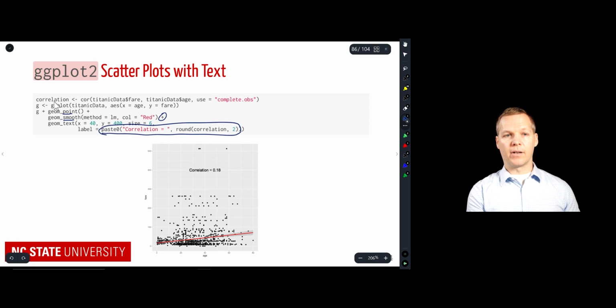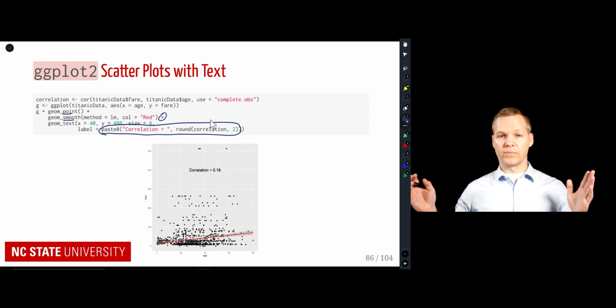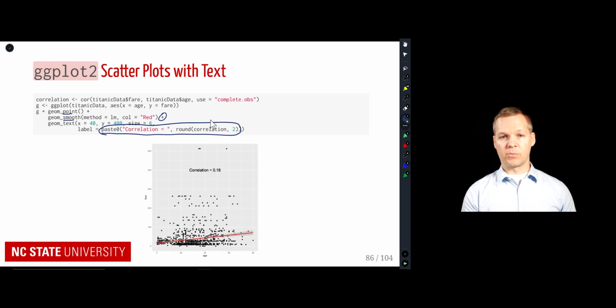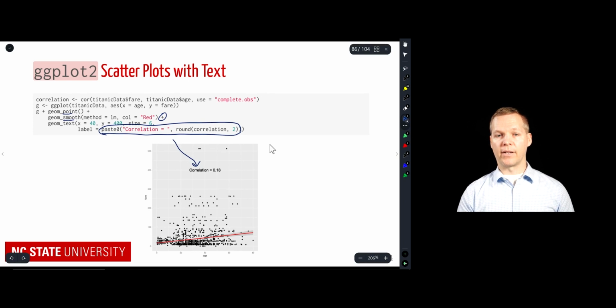You can see that I've calculated the correlation using that core function and the complete.obs option or argument here that we talked about previously. And so now that's saved in an object called correlation. That's going to have lots of decimal points, or lots of values after the decimal point. So instead, let's go ahead and round that thing to 2 decimal places. And then I'm going to paste the string of correlation equal with a space after it right next to the rounded value of that correlation. And so that's what produces correlation equal 0.18 right there.